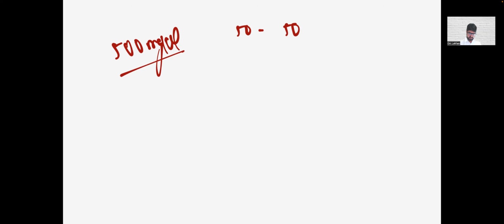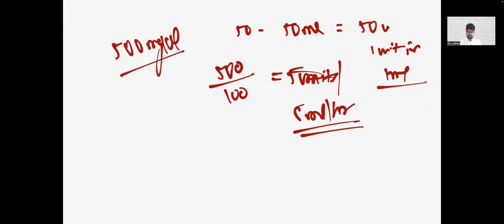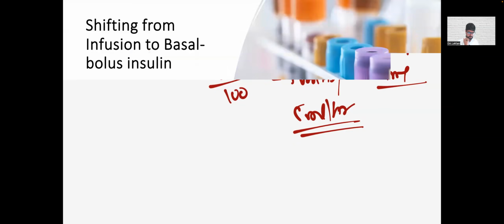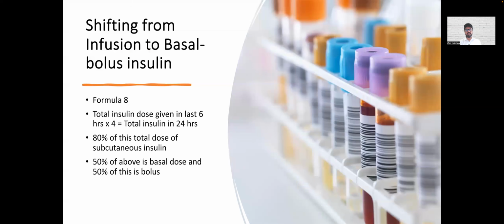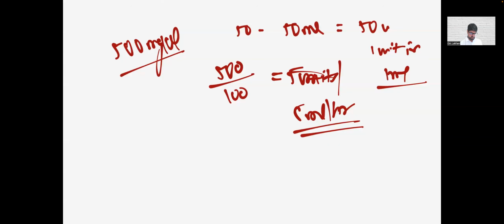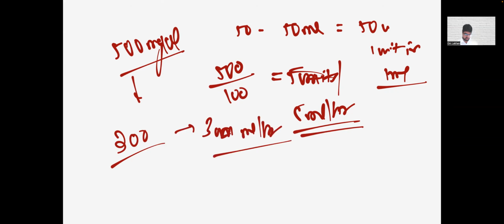5 units per hour only, because remember it's 50 units in 50 ml, so 1 unit is in 1 ml. I hope this is clear. So we'll be starting the patient on 5 ml per hour of insulin dose. Now let's say the patient is on the insulin infusion and you titrate. After, let's say, 1 hour, the patient's blood sugar comes to 300. So you reduce the dose to 3 units per hour or 3 ml per hour.